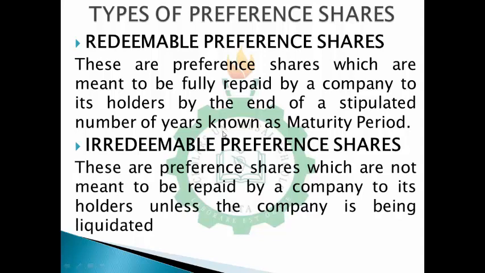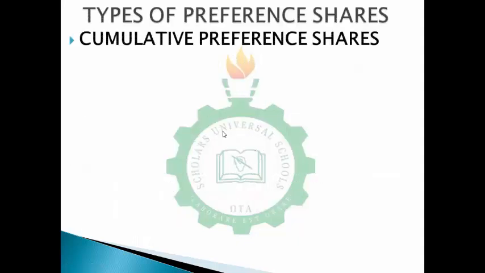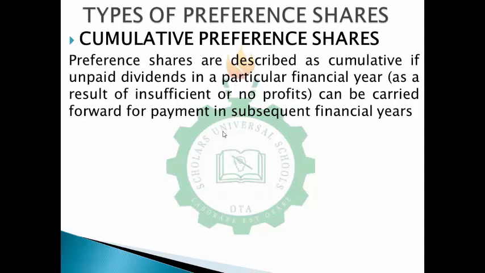All right, so we have another type of preference shares. We have the cumulative preference shares. Now, when we talk about the word cumulative, I believe from your knowledge of statistics, this is not the first time you're hearing the word cumulative. Cumulative is like adding up. So preference shares are described as cumulative if unpaid dividend in a particular financial year, probably due to insufficient money in the business or no profit, could be carried forward for payment in subsequent financial years.